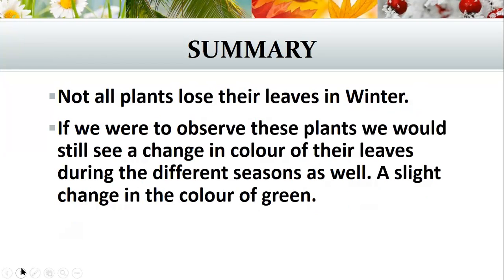As we know, not all plants lose their leaves in winter. So if we were to observe these plants, we would still see a change in the color of their leaves during the different seasons as well. So even your green color of a plant in autumn or winter or spring or summer will be slightly different. So they are changing to the environment, but it's a very subtle change. And they're also producing new leaves, and other leaves are dropping off, but it's done on a very slow basis throughout the year.